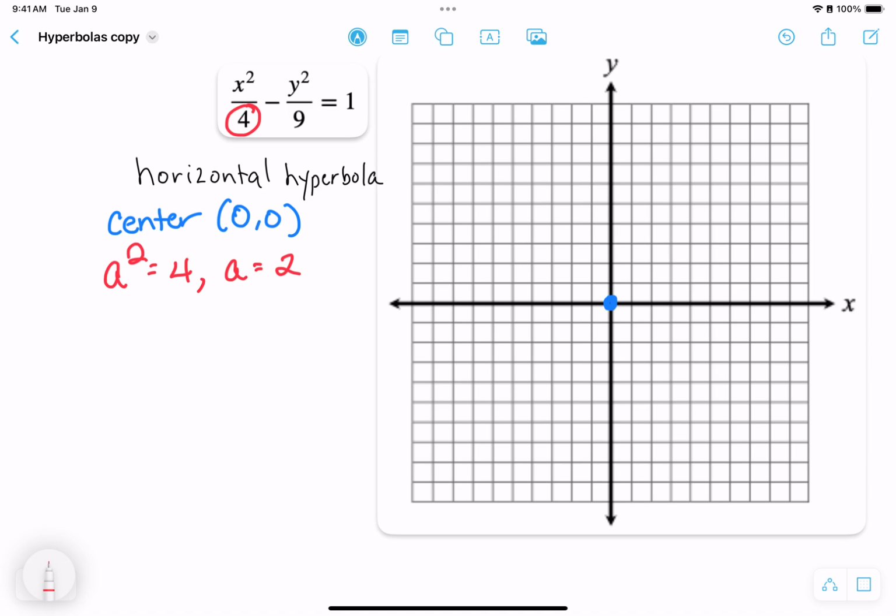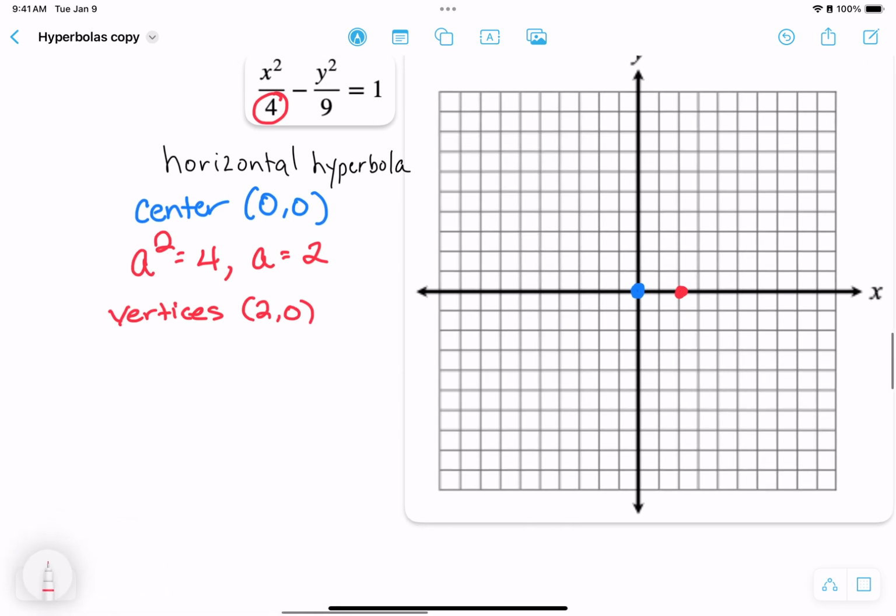Now, since this is a horizontal hyperbola, we're going to count 2 units to the left and the right for a. So I'm going to go 2 units this way and put a point. That point is at 2, 0. And I'm going to count 2 points the other way, and that's going to be negative 2, 0. So there's my two vertices. And I knew that I was going to count left and right because I knew that this was a horizontal hyperbola.